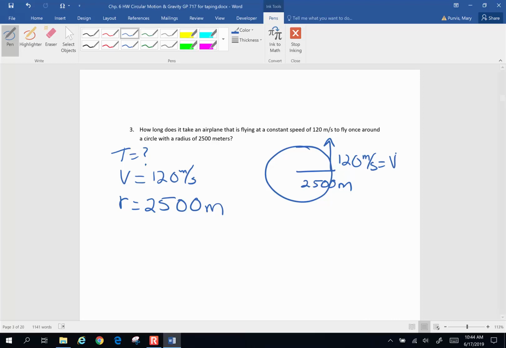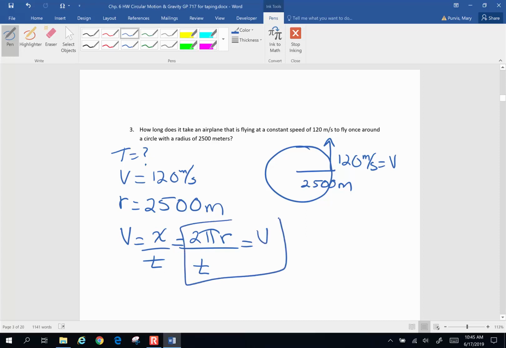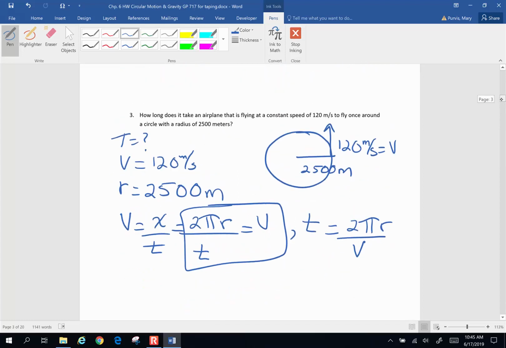Well, we are actually going to look at velocity in a circle. Velocity is displacement divided by time. The distance you travel in a circle is 2 pi r, that is circumference, the distance around a circle, divided by time. So that's going to give me my velocity. That's the equation we're going to look at. I'm going to solve this for time. So time is going to be 2 pi r divided by velocity. So time is going to be 2 pi, the radius 2,500 meters, the velocity is 120 meters per second.